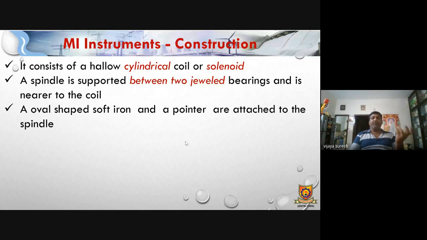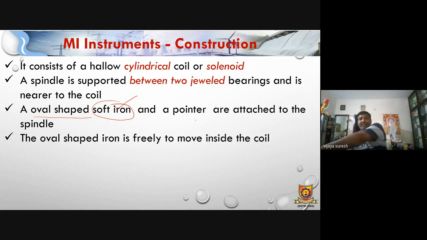Here we are using an oval shaped soft iron, the moving iron. This iron is going to get attracted to the energized coil. The pointer is attached to the spindle.